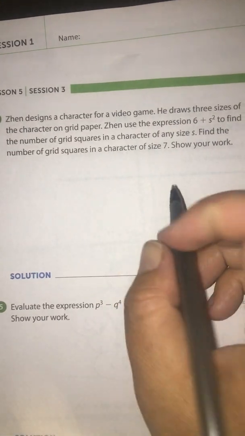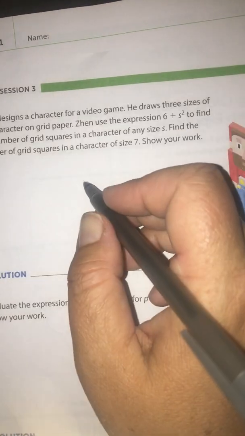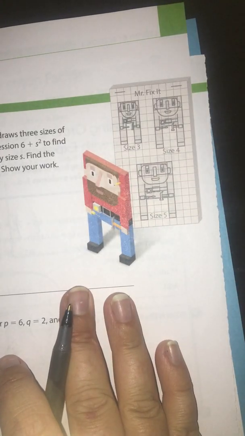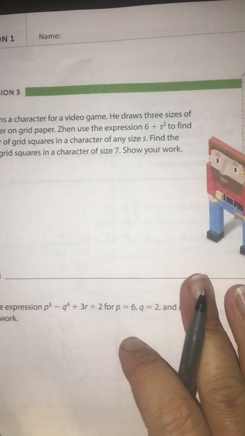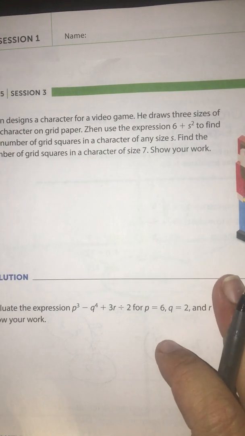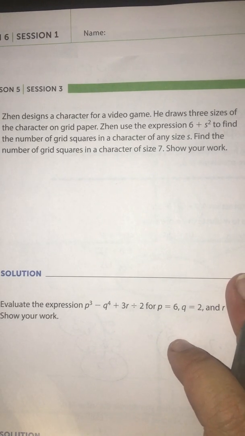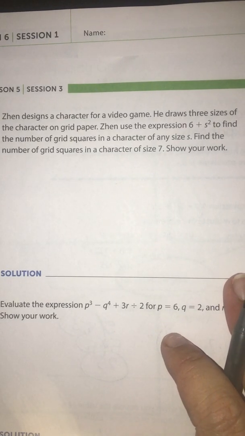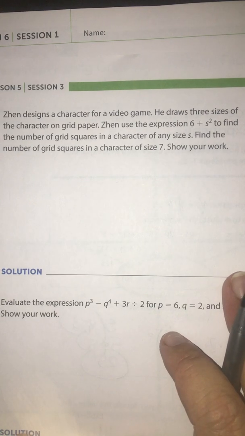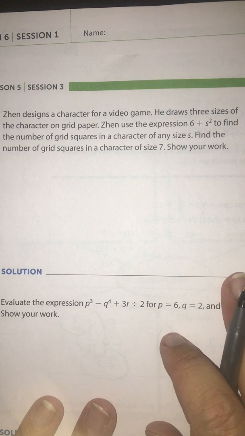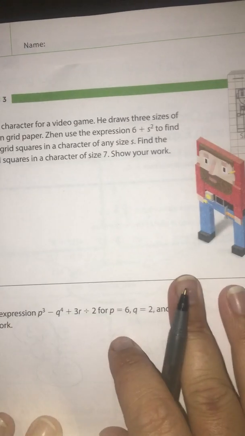Zen designs a character. He has 3 sides. He draws 3 sides of this character. Here's the 3 sides of the character. Then he uses the expression 6 plus s squared to find the number of grid squares in any character, where s is the side. Find the number of grid squares in a character size 7.